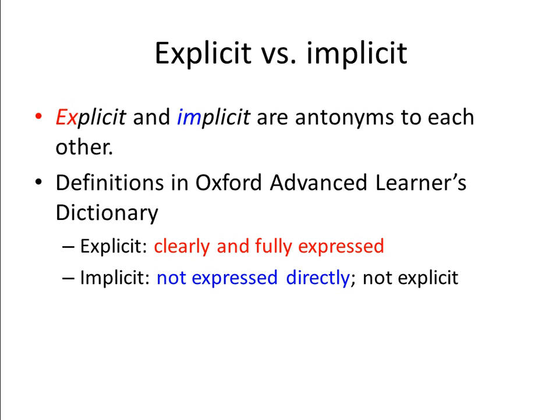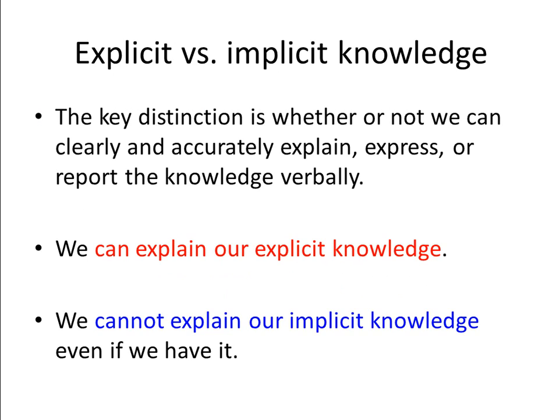For example, this dictionary defines explicit as clearly and fully expressed, and implicit is defined like this. Implicit means not expressed directly, or not explicit. So when we say explicit knowledge or implicit knowledge, the key distinction is whether or not we can clearly and accurately explain, express, or report the knowledge verbally. Verbally means using language. So we can explain our explicit knowledge, but we cannot explain our implicit knowledge even if we have it.